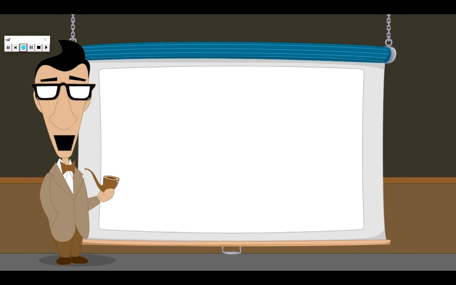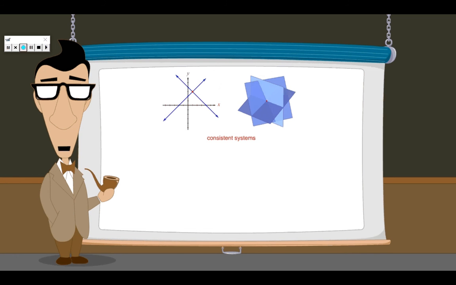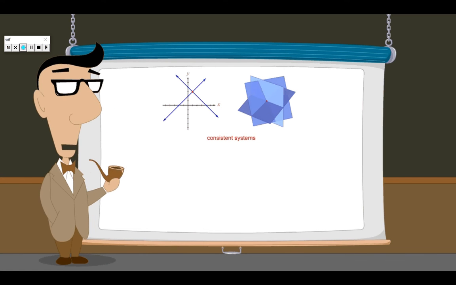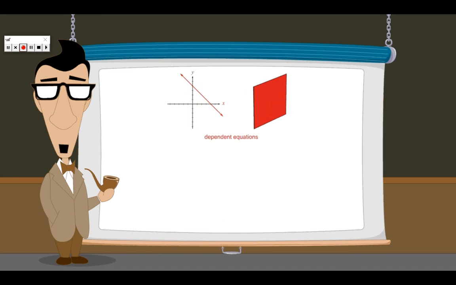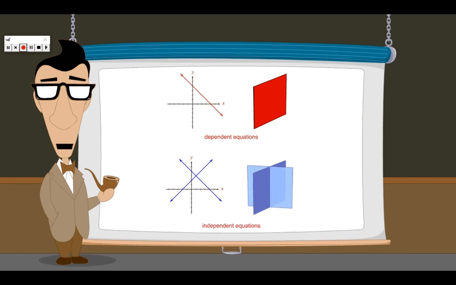Regardless of the number of variables or equations in a system, if the system has one or more solutions, it is called consistent. And if the system has no solutions, it is inconsistent. Likewise, 2 or more equations whose graphs are identical are called dependent, and equations with distinct graphs are independent.